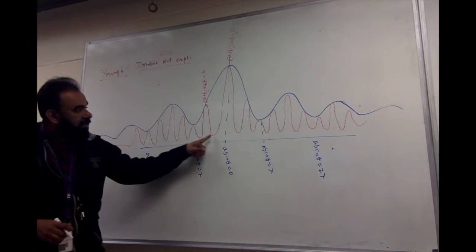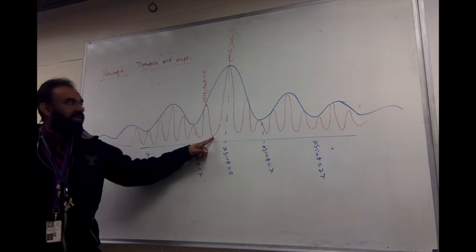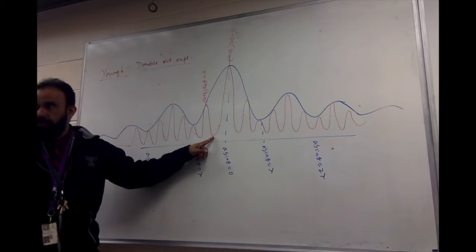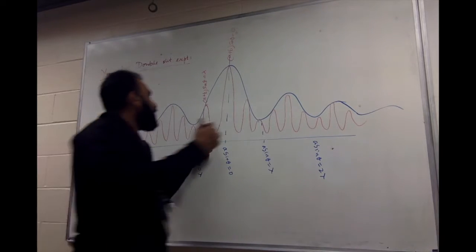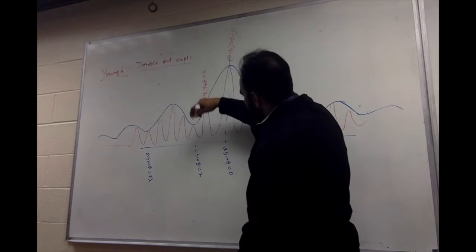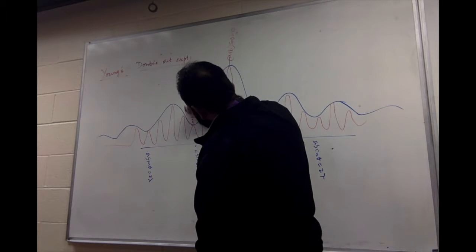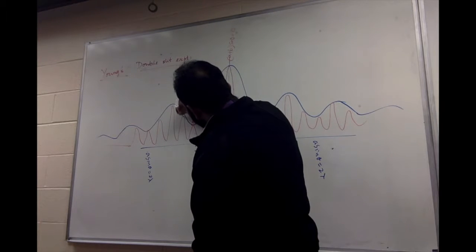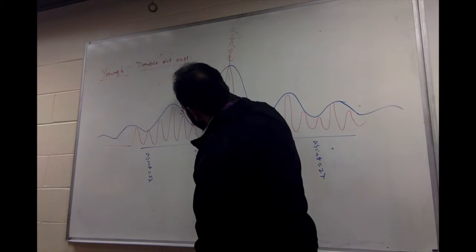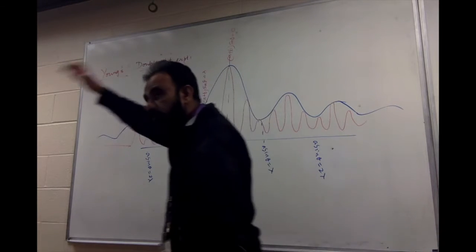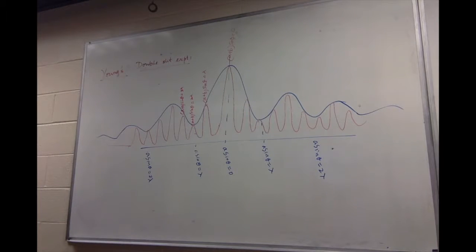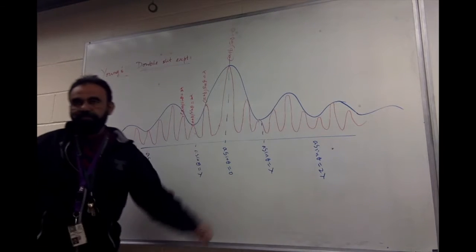And this is a darkness in between, which is according to the condition A plus B sine theta is lambda over 2. So this will be for lambda over 2, and that's for lambda. And this peak is for A plus B sine theta is equal to 2 lambda. And that one is A plus B sine theta is equal to 3 lambda, and goes on. Those are the interference peaks that you see here.